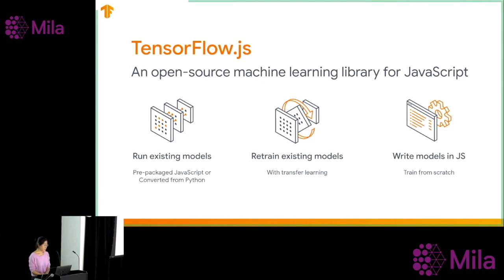So what is TensorFlow.js? TensorFlow.js is an open source library we've built for people to deploy, retrain, and author models using JavaScript. The API includes everything from low-level ops such as matrix multiplication or normalization, as well as high-level Keras-like constructs, which we call layers.